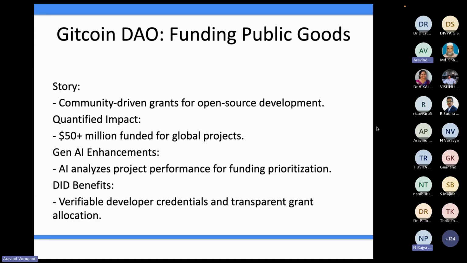So imagine there is an open source community of multiple developers, and they are worried about having their own funds. And that is what happened with GitHub. And then they started this project called Gitcoin DAO. What they do is facilitate community driven grants. And indeed, the beauty is they have funded $50+ million for open source projects globally.